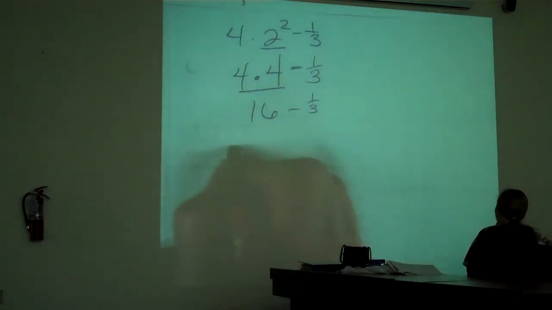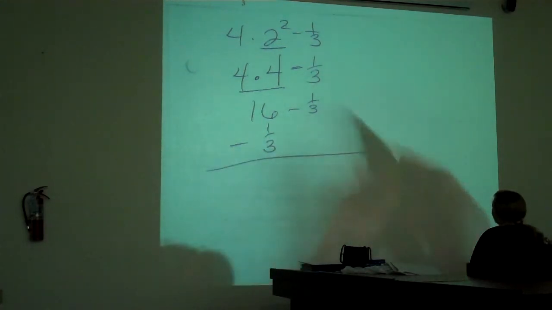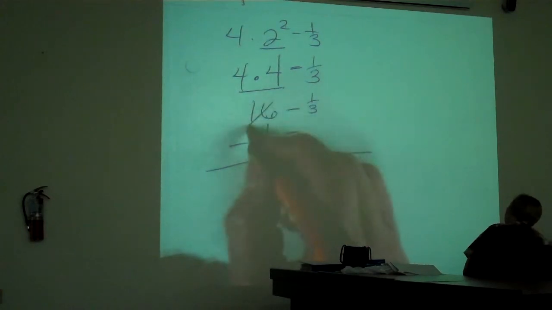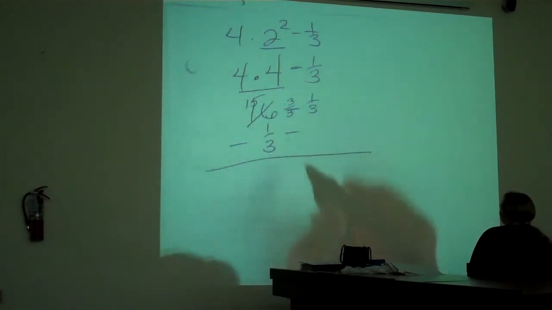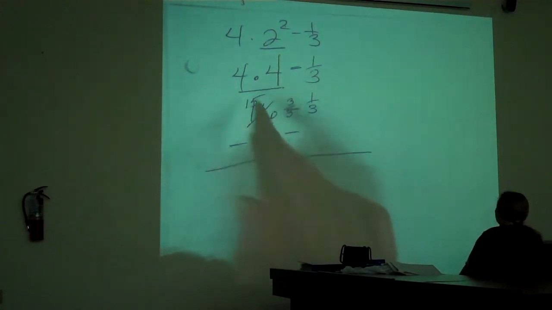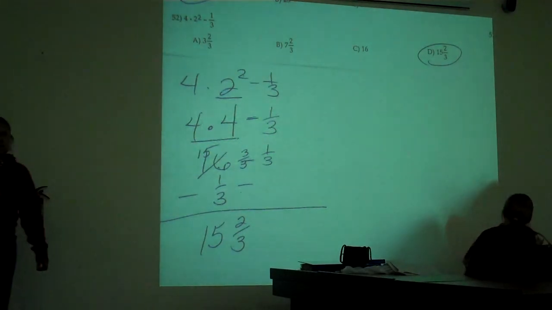Okay, so we need to put minus 1/3, right? So we need to borrow. Okay. 15 and 3/3 minus 1/3, 2/3. 15 and 2/3. Is D, 15 and 2/3.